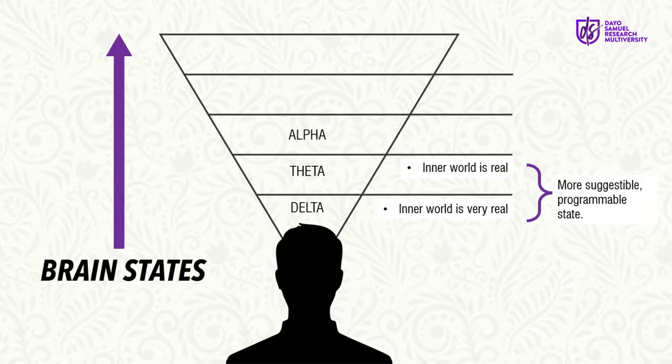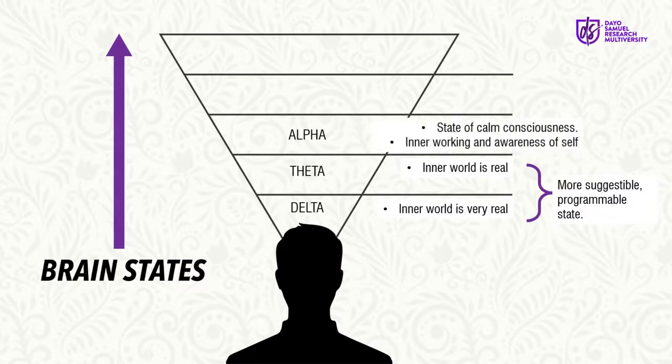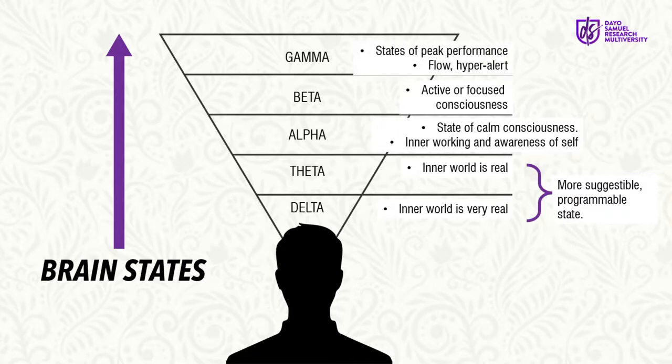Now if you move a little further, you get to the midpoint, which is alpha. That is the mid state. At alpha, you are getting into a state of calm consciousness where your inner working and your awareness of self is beginning to increase. Now if you move further, you get to beta. At beta, you are engaged in active or focused consciousness. And then there's the newest discovered brainwave that you can operate in, referred to as peak performance. This is where you get into flow or a hyper-alert stage.